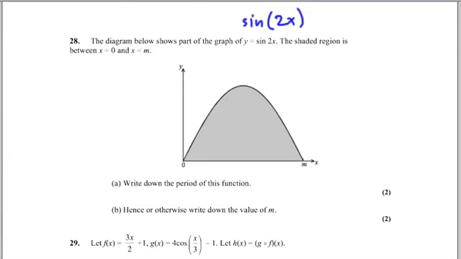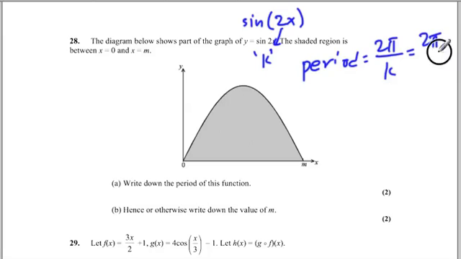Write down the period of this function. So this is a sine function, not a tan function. So the period is equal to 2 pi over k. And we said this is our k value, our compression factor. So it's really 2 pi divided by 2, which is pi. So the period of this function is pi.